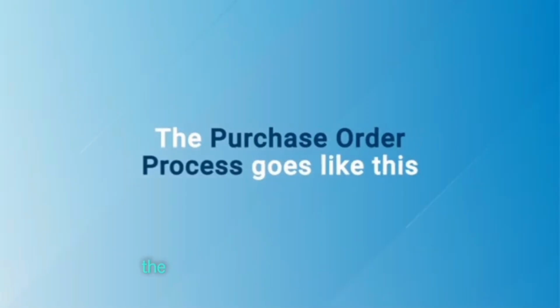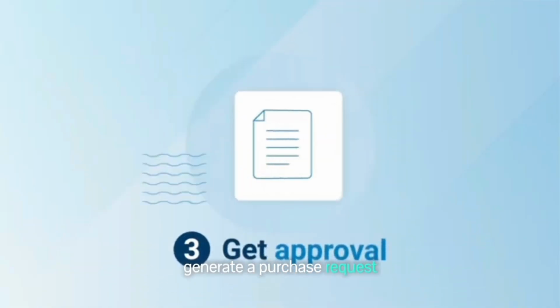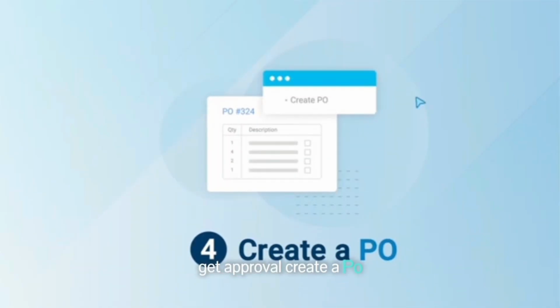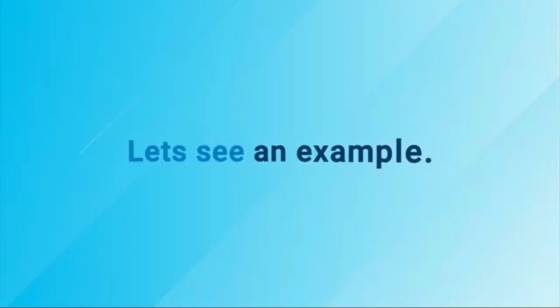The purchase order process goes like this. Identify business requirements. Generate a purchase request. Get approval. Create a PO. Send PO to vendor. Vendor accepts the PO. Order is fulfilled. Order is paid. Let me give you an example.